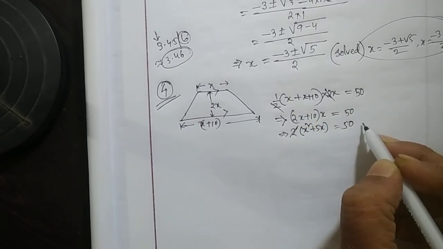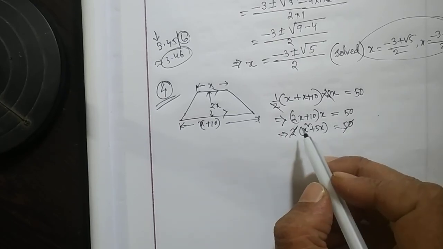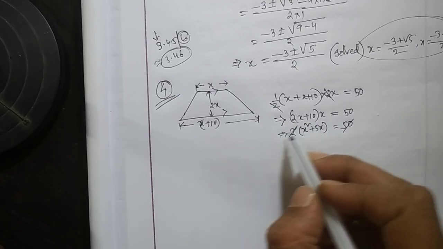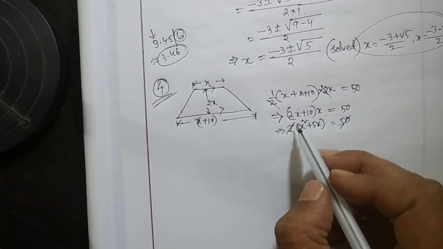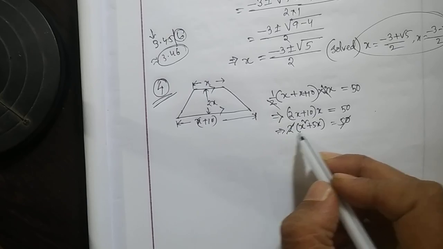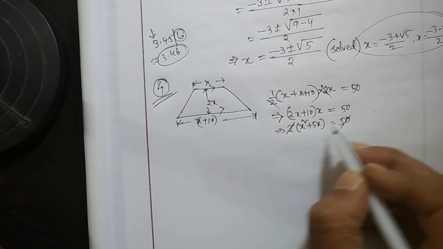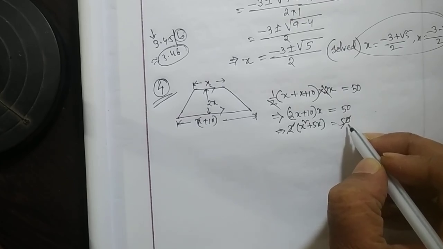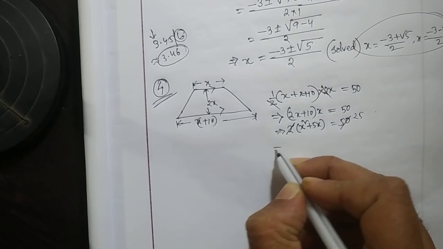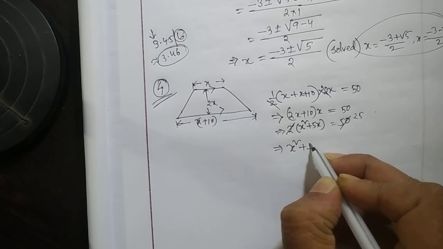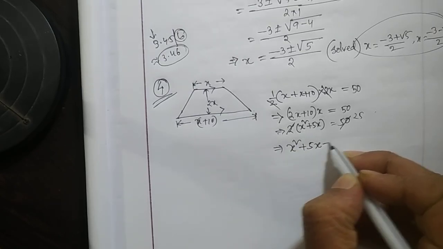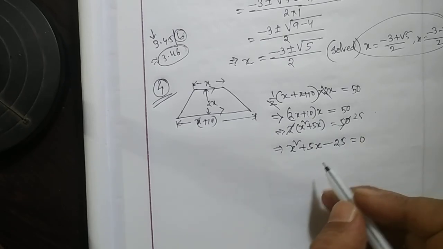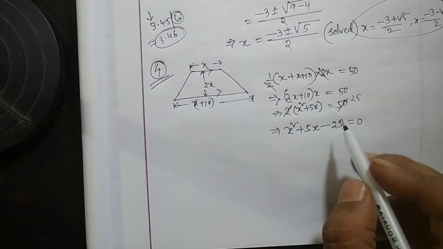Now corresponding places, that means left side and right side, if the numbers are multiplied with each other, you can multiply or divide both sides of the equal sign. Otherwise you can divide both sides by 2. So 2 divided by 2, and 50 divided by 2 is 25. Now simplify. x square plus 5x minus 25, I am shifting this 25 from the right side to the left side, so its sign will be changed.